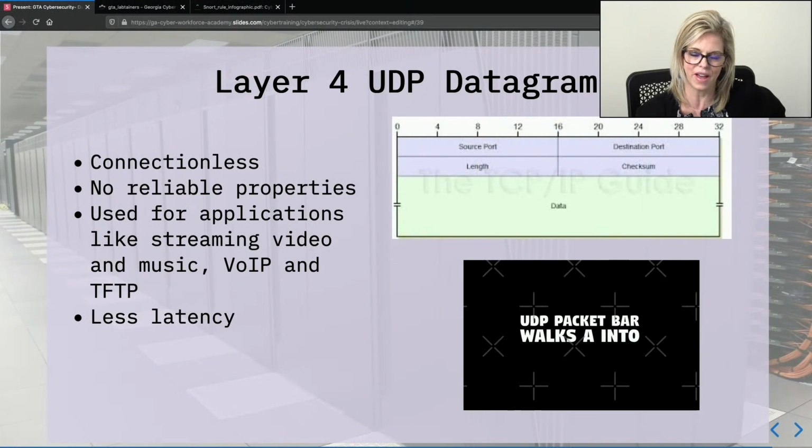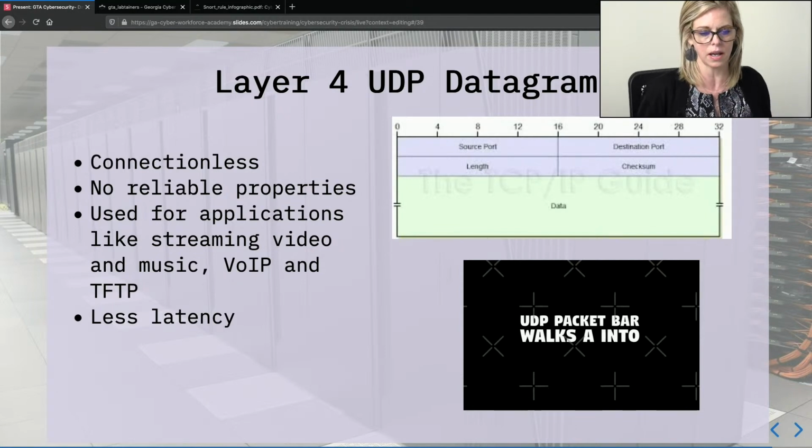Now, the context of that joke is there are no reliable properties in UDP. You might not get it. The reliable, synchronized, ordered delivery of TCP is not a part of UDP. So you might not get a UDP packet if it walks into a bar, because those packets don't arrive in order, and there are no reliable properties associated with them.